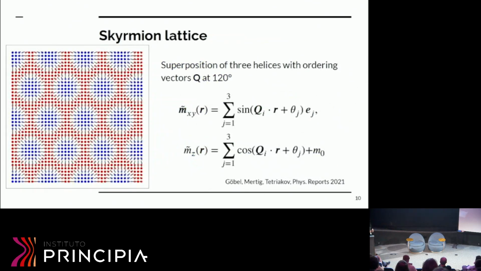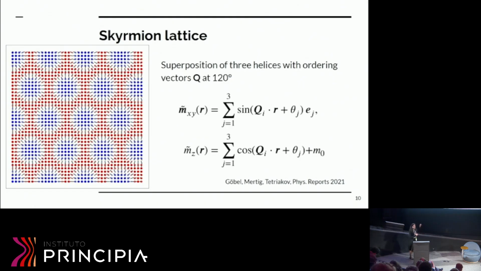Okay, and you can also, in a lattice, arrange these structures periodically, and here I was lazy, and I took the parametrization from this very nice review, which is called Beyond Skyrmions. There are lots of reviews of Skyrmions. You can choose the one you want. This one has this very nice parametrization, and basically you can show that you can build a Skyrmion lattice by a superposition of 3 helices. The condition is that the ordering vectors of these helices have to be at 120 degrees, right?